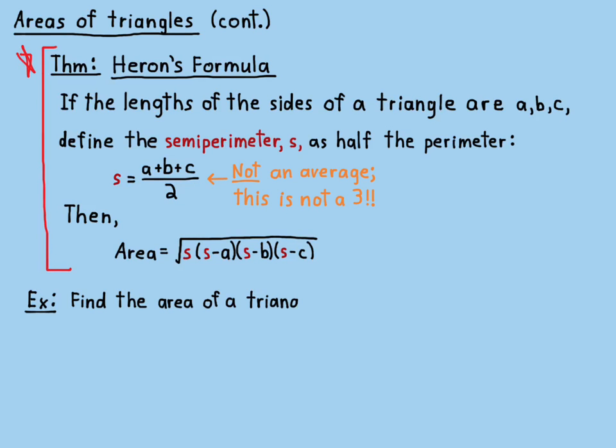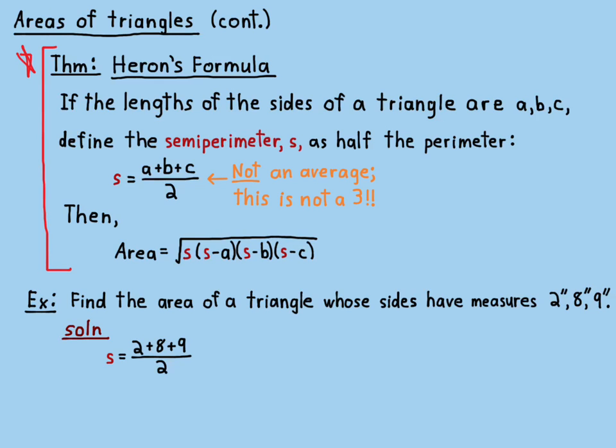Pretty easy to do these. You just have to remember the formula and when to use it. Find the area of a triangle whose sides have measures 2 inches, 8 inches, and 9 inches. So the semiperimeter I find first.